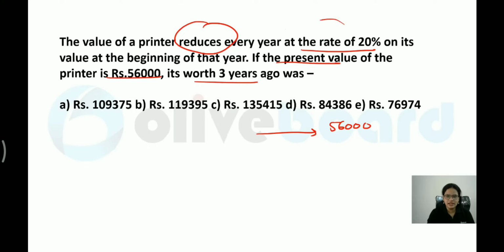Now it is reducing at the rate of 20%. 20% reduction means what will you write? 80% would be the value. So what will I get? If I am checking, this is the value in the third year. They are asking you 3 years ago.